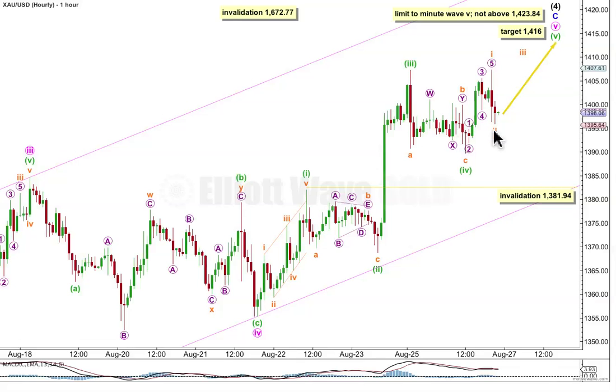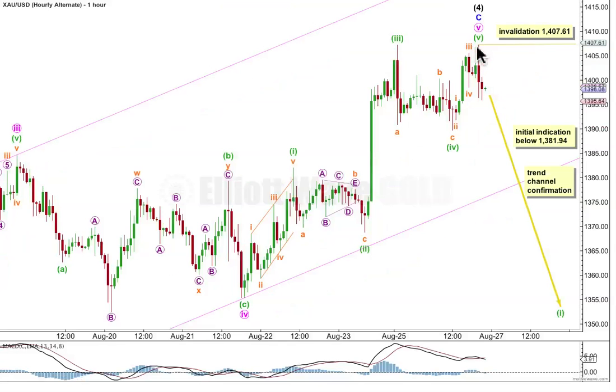Alternatively, if we just move the degree of labelling within this little piece of movement, this 5-wave impulse here, if we move that all up 1 degree, we may have seen the end of intermediate wave 4 if today's daily candlestick closes downwards. If it's a red candle, this would be my preferred hourly wave count. I would expect then that we may have seen a trend change up here. We have points and trend channels to use to give us confirmation and indication that this wave count may be correct. Initial movement below 1381.94 would invalidate the first hourly wave count, giving indication that this may be correct.